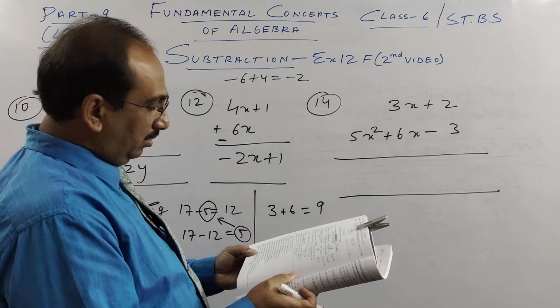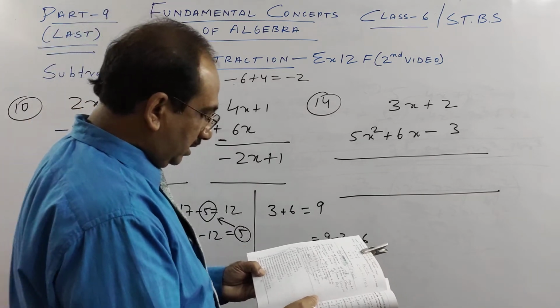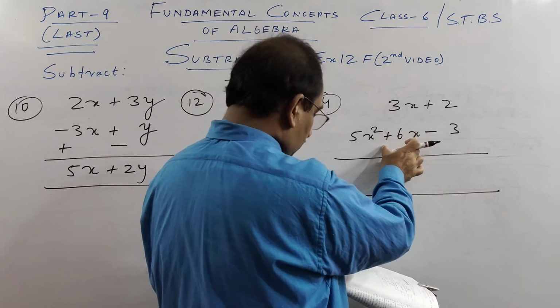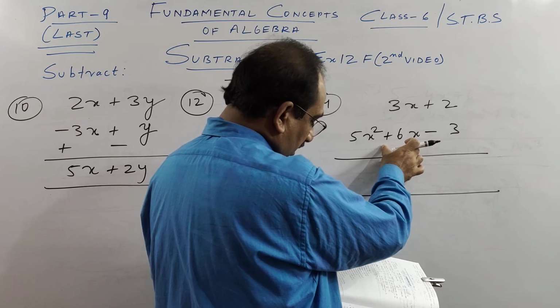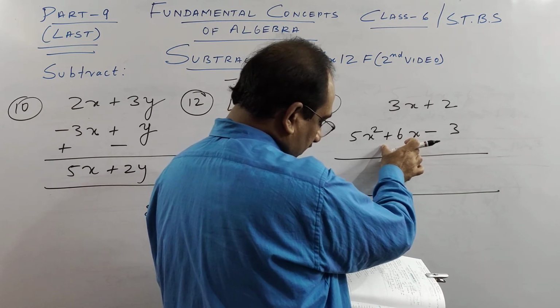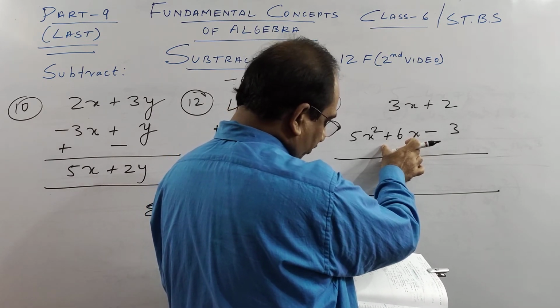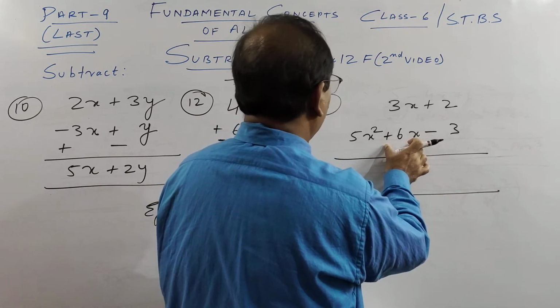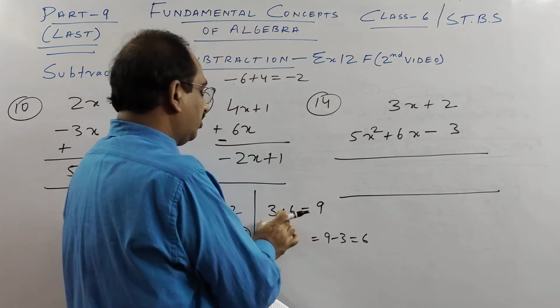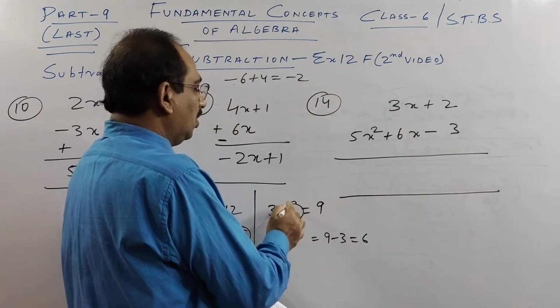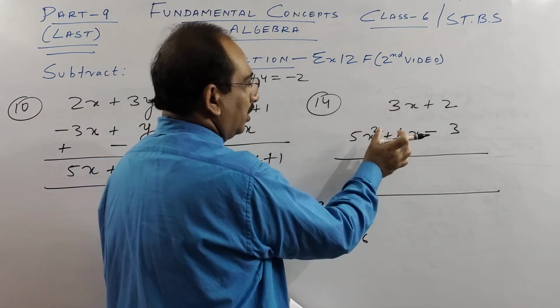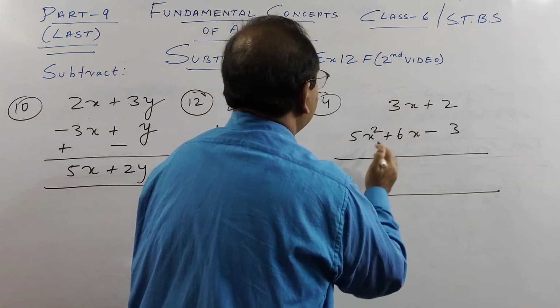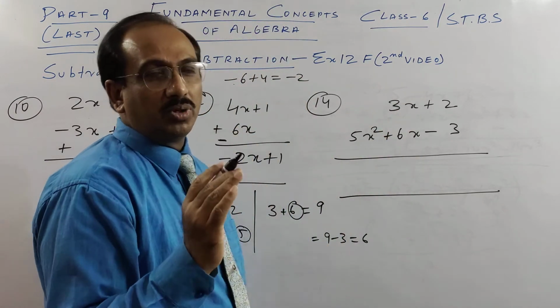Number 14, children. What must be added to this to get this? So almost same like before. I see 12 and 14. What must be added to this to get this? So same way, what must be added to 3 to get 9? So this is the most important thing, children.